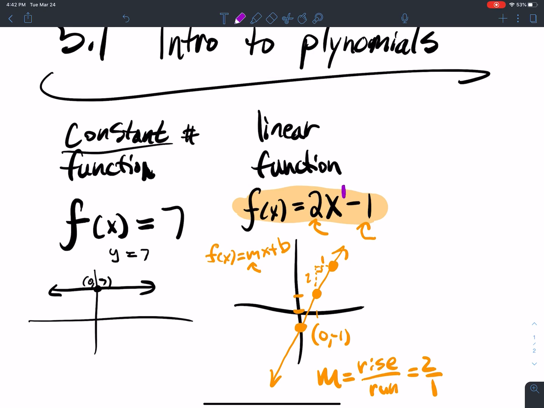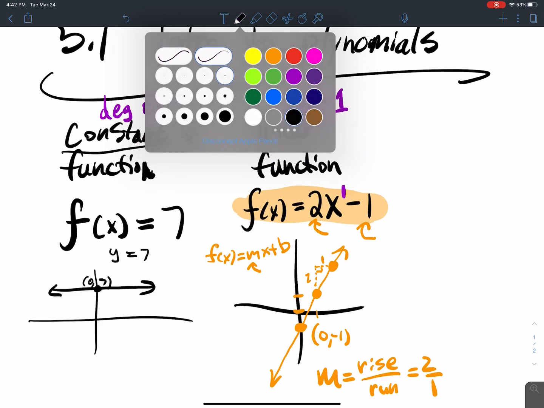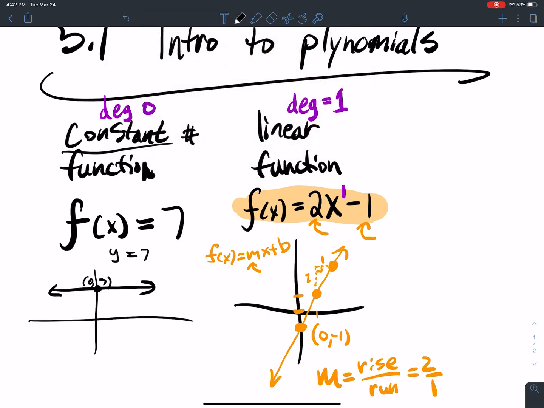Linear, it's degree 1. Okay, a constant is degree 0. There's no x term, it's x to the 0 there, so it's a degree 0. All right, what's next? After that, a quadratic.